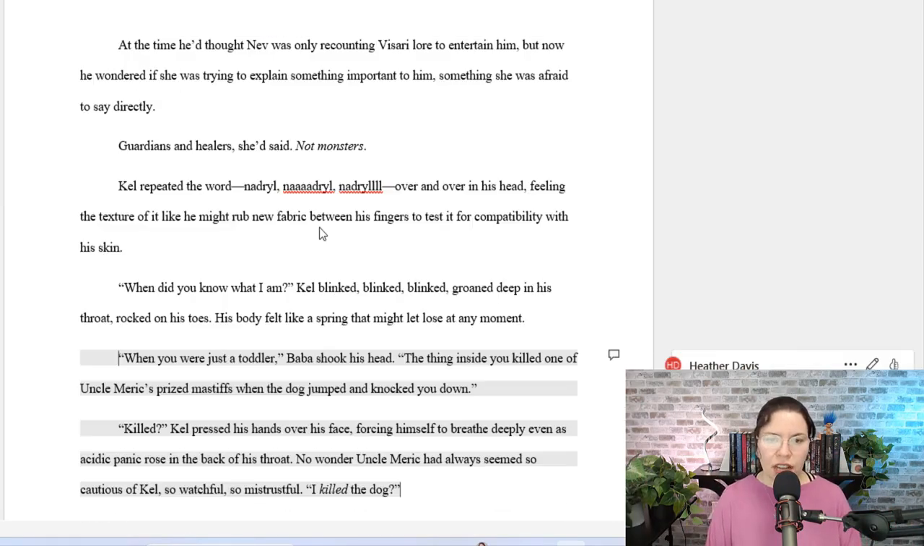At the time, he thought Nev was only recounting Visari lore to entertain him. But now he wondered if she was trying to explain something important to him, something she was afraid to say directly. Guardians and healers, she said, not monsters. Kel repeated the word, nodral, nodral, nodral, over and over in his head, feeling the texture of it like he might rub a new fabric between his fingers to test it for compatibility with his skin.